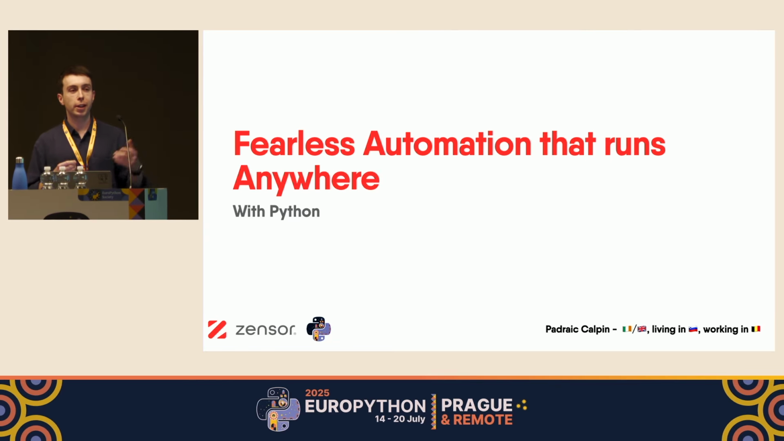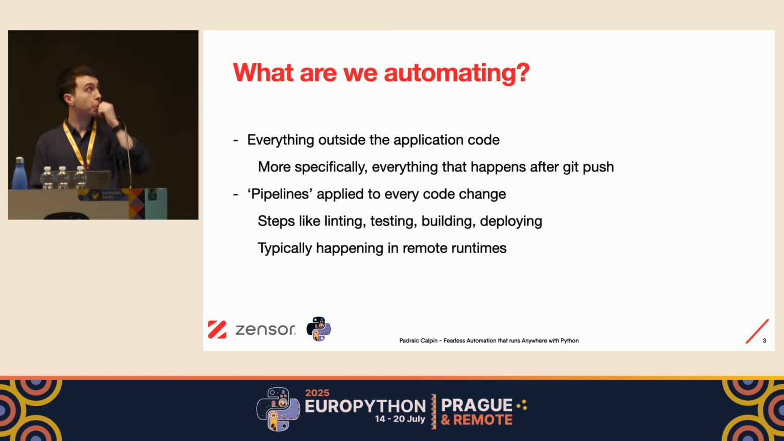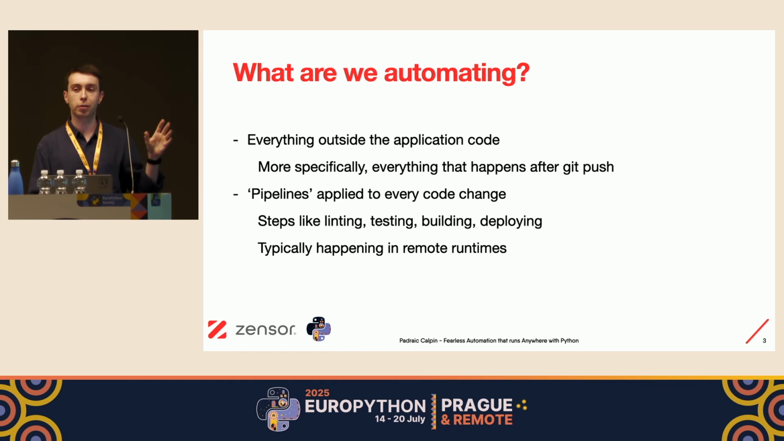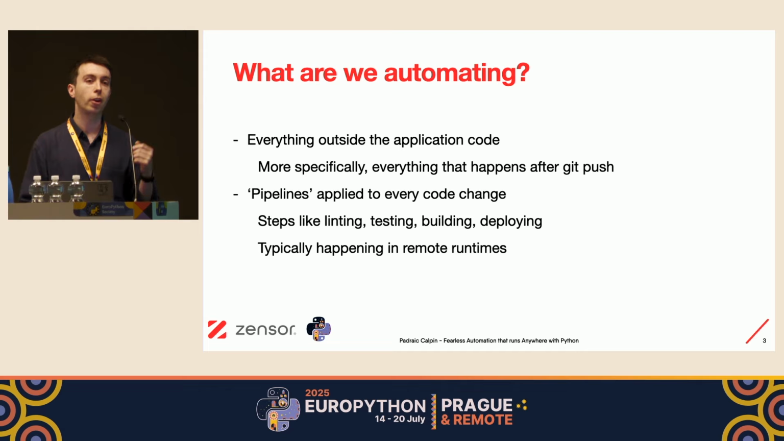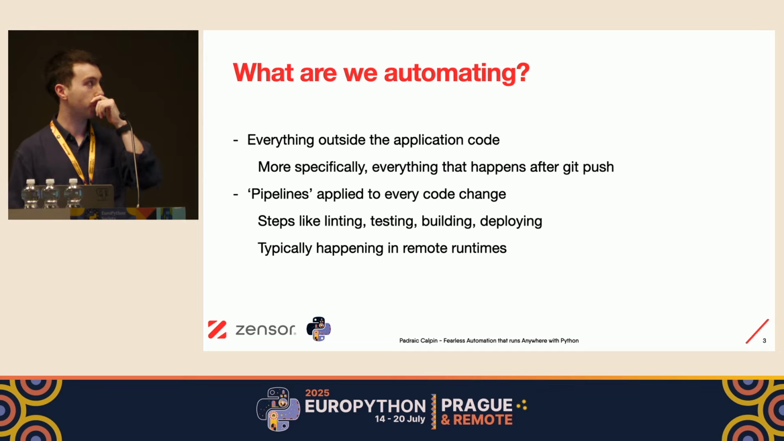And the talk I want to give today kind of comes out of the work that we did automating management of our platform in Python. So to begin, the reasonable question to start with is, what are we trying to automate here? And what I want to talk about today is pretty much anything that's happening outside of the actual application code itself. To be a bit more specific, that's more or less everything that happens after you're pushing a code change up to your version control system.